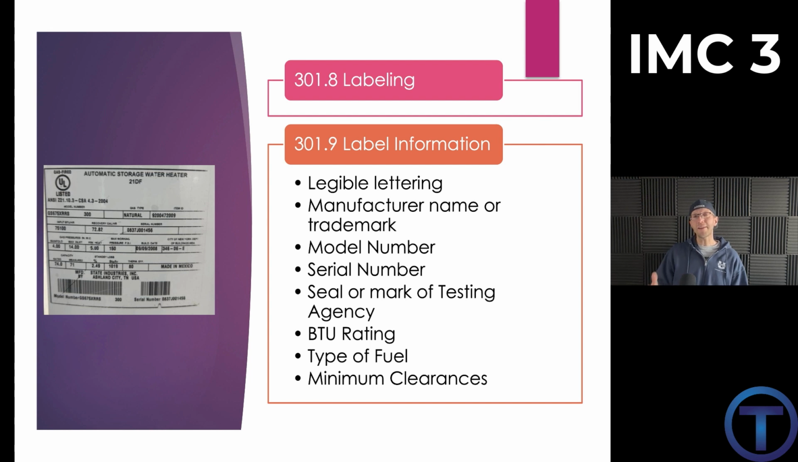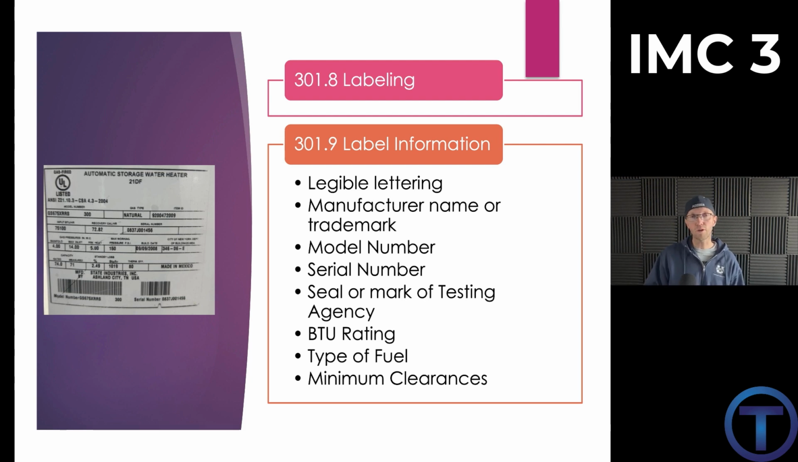Now, if we look specifically at the label information itself, 301.9 gives us a series of specifics, and you might highlight these in your book, but it says this stamp has to be permanently attached, permanently factory applied. It has a nameplate affixed to the appliance with legible lettering, and here are the things that they want: the manufacturer's name or trademark, the model number, the serial number, a seal or mark of the testing agency that we talked about, the BTU rating, the fuel type, minimum clearances, and you'll probably find more information than that on these, but this is some of the minimum stuff that should be listed on every single appliance.